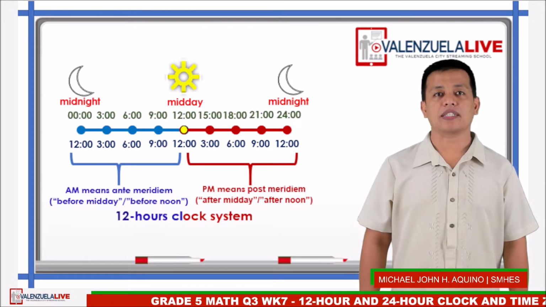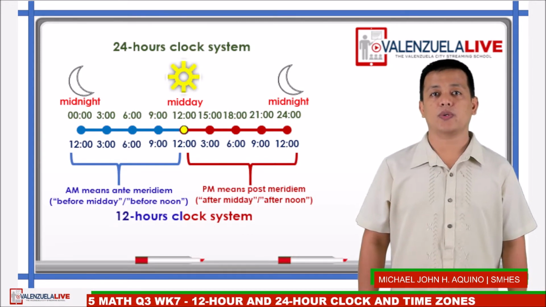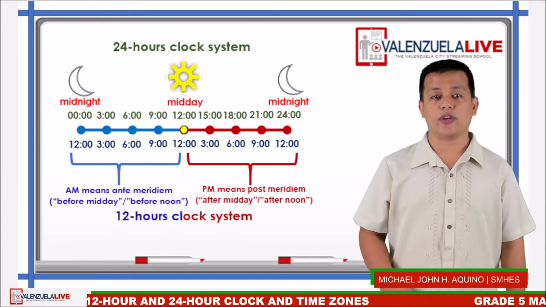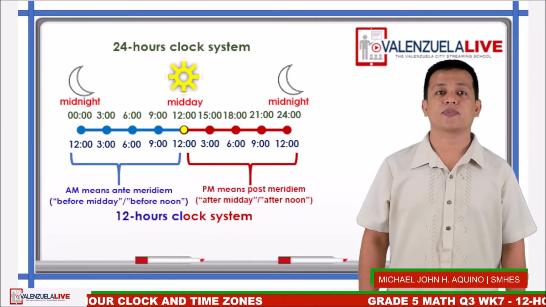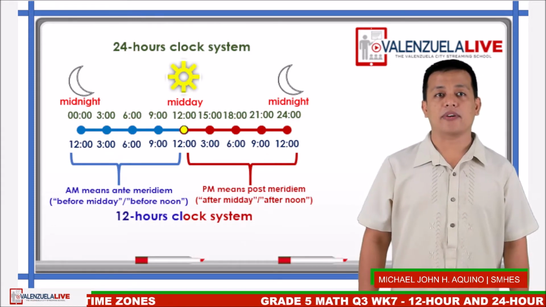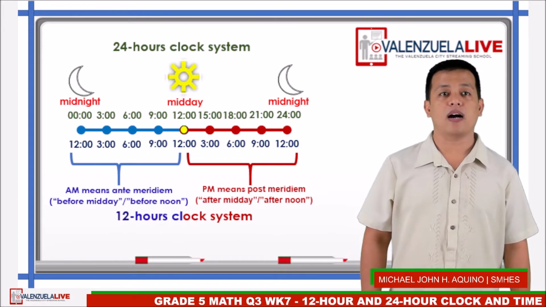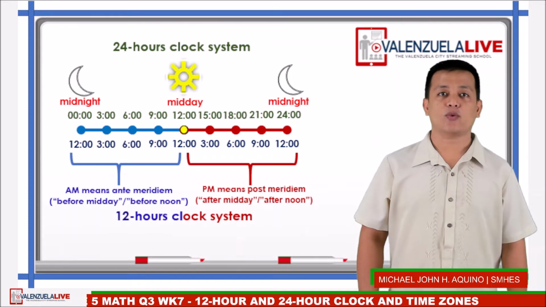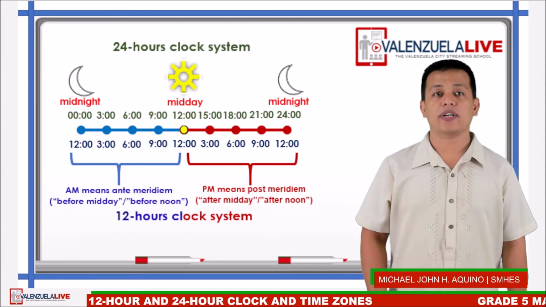For the 24-hour clock system, it starts with 0100 and ends with 2400 hours. Since the number ends with 2400, we can say that 2400 is also 0000. If we compare the 24-hour clock to the 12-hour clock system, the 12-hour clock system starts with 12 midnight, then ends with 12 midnight, while the 24-hour clock starts with 0000 up to 2400 or 0000.